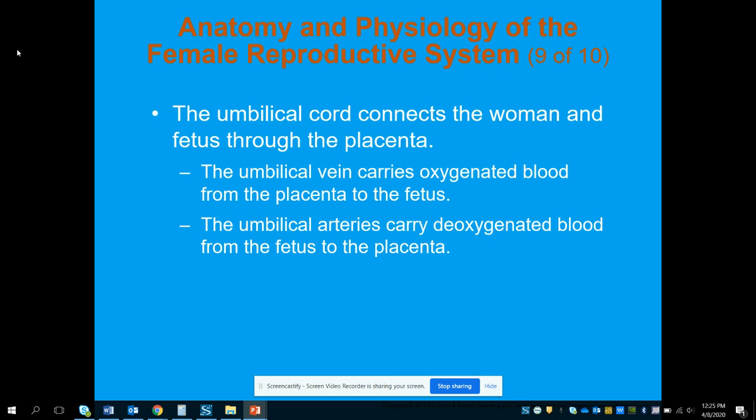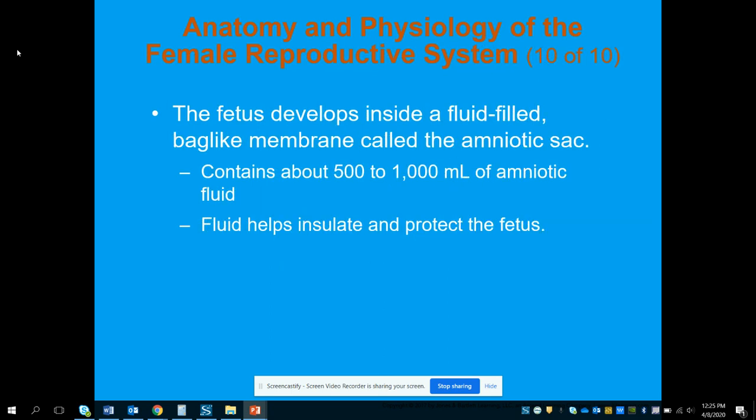So you actually have the one umbilical vein in the middle and two umbilical arteries on each side inside of the umbilical cord. And so those are running all together there, but with oxygenated blood inside of the vein and deoxygenated blood in the arteries. The fetus develops inside of the fluid-filled bag-like membrane called the amniotic sac, which generally contains about 500 to 1,000 mLs of amniotic fluid, and that fluid helps insulate and protect the fetus.